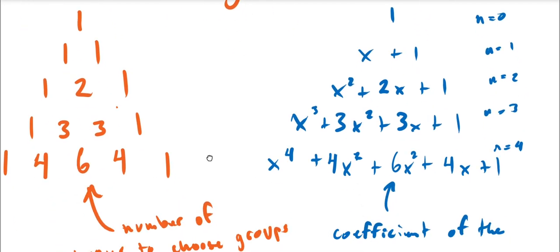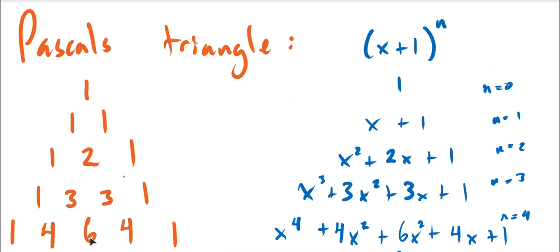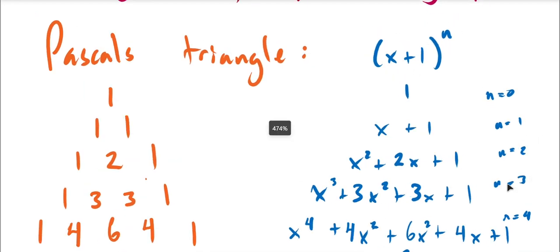ways we can draw a certain number of things from a collection of things. Let's take, for example, this 6 right here. There are 6 ways of drawing 2 things, so this is 0, 1, and 2 things, from a total of 4 things. So if I had 4 people and I wanted to know how many groups of 2 I could make, the answer is 6. And I want you to notice that these numbers in this triangle, they pop up when we do this kind of foiling exercise. If I go through the effort of multiplying out x plus 1 to some power, and you can try this for a few powers of n, it's not too hard.